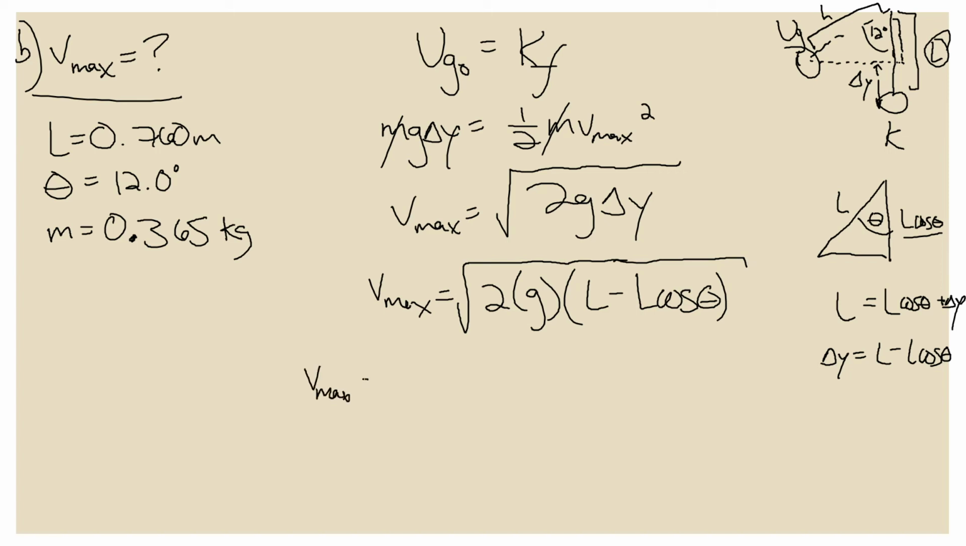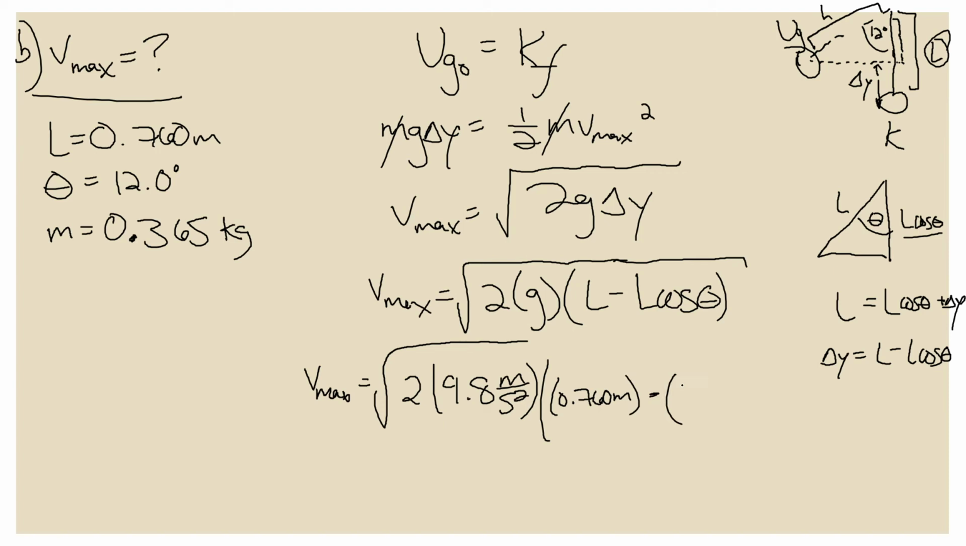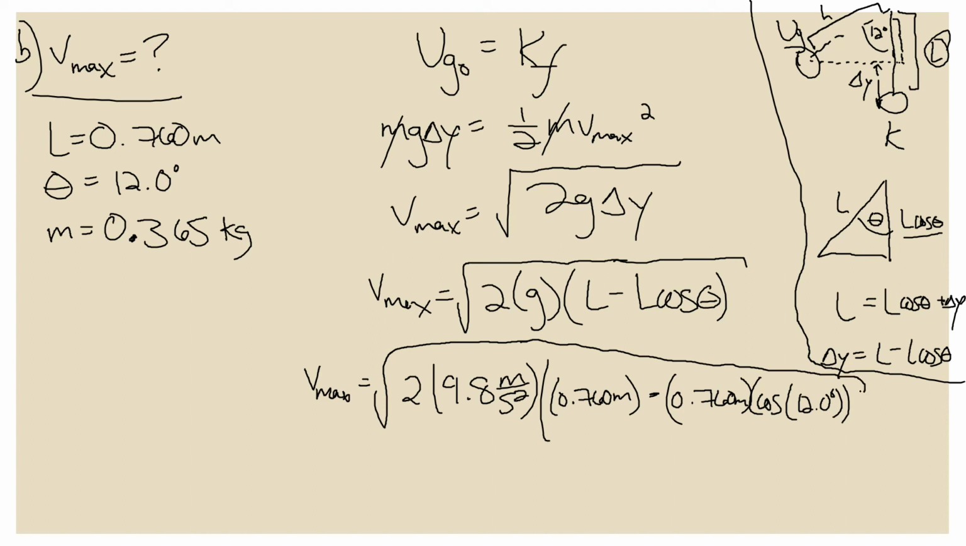V max is equal to the square root of 2 times 9.8 meters per second squared times the length, 0.760 meters, minus the length, 0.760 meters, times the cosine of the angle here, which is 12 degrees. So we have the cosine of 12 degrees. Now let me just put a line here to get that off to the side. This is a little messy here. I apologize for that. The square root symbol is looking messed up.